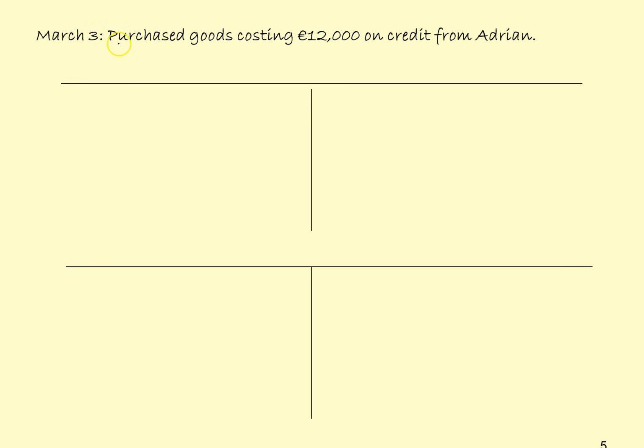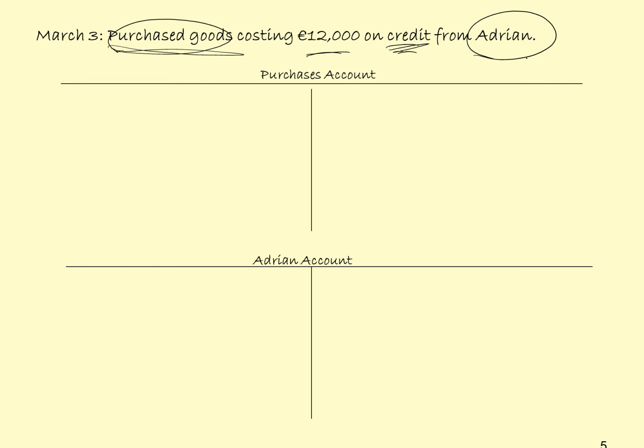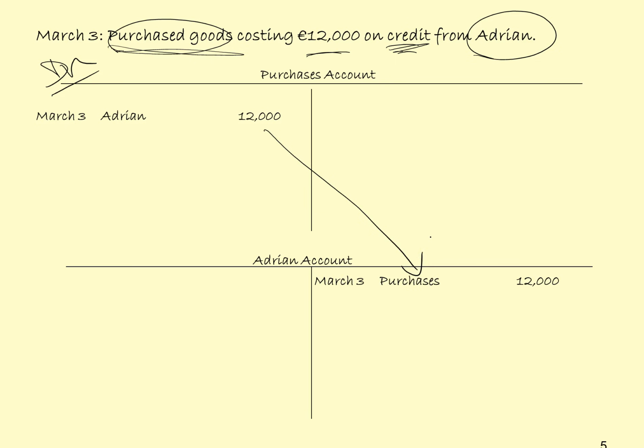March the 3rd, purchase goods costing 12,000 on credit from Adrian. Purchase goods is a purchases account. On credit means no money changed hands, so we need an account for Adrian. Adrian will be a creditor. So the two accounts we need are purchase account and Adrian account. Purchase accounts are always debited, so we put in here March the 3rd, Adrian 12,000, and in fact Adrian will be a creditor, so we'll be crediting Adrian's account March the 3rd, purchases 12,000.